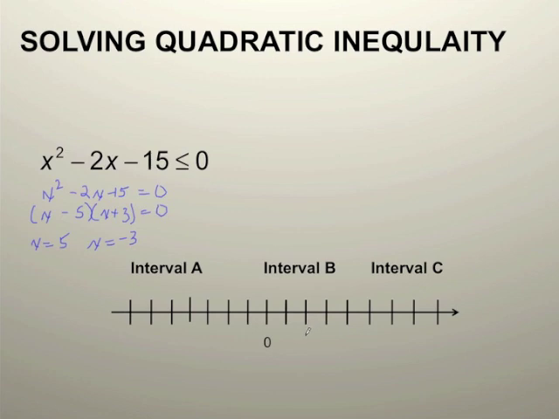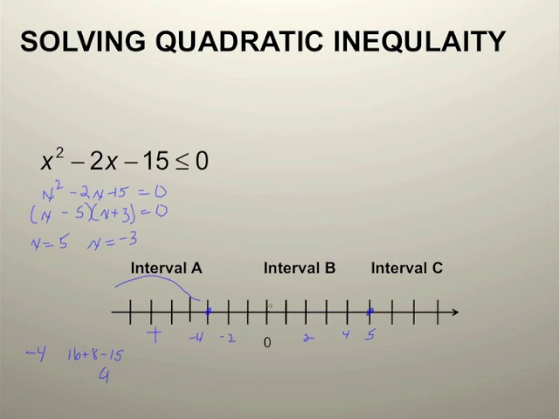So there's 0, 2, 4. Here 5 will be a point, and negative 3 will be a point. This is my first interval A. So we want to pick a number in that interval and put it in the inequality. I'll say I pick negative 4. Negative 4 is what I test. I'll get 16 plus 8 minus 15. It'll be 24 minus 15, 9. This interval gives me a positive number.